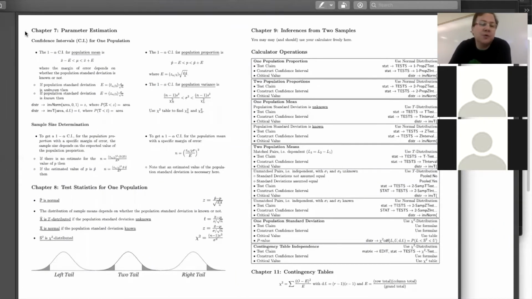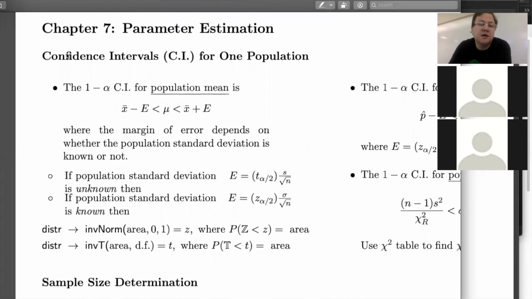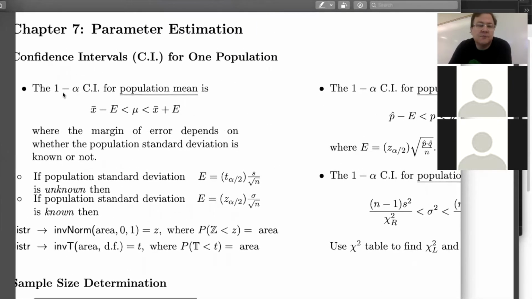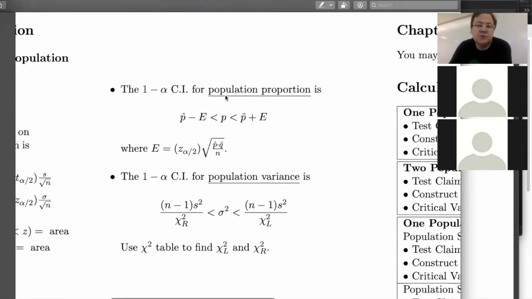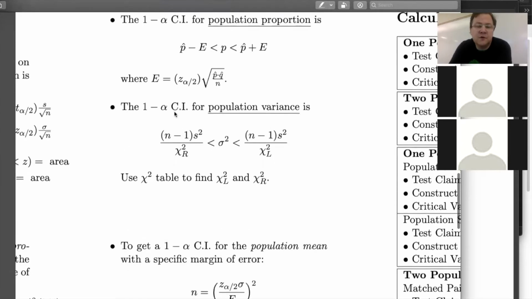in the upper left-hand side where it talks about confidence intervals, the first bullet point is for the population mean. The second bullet point is for the population proportion. The third bullet point, that's the one you want, is for population variance. You see that? Okay. Now that is the confidence interval.